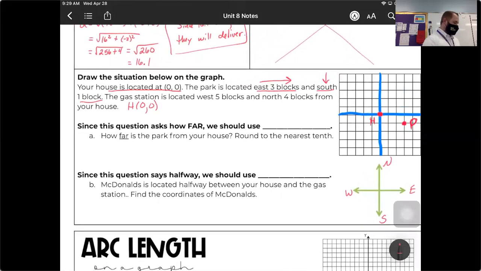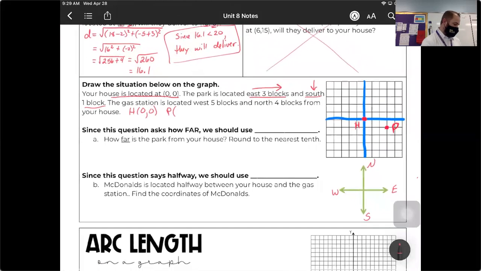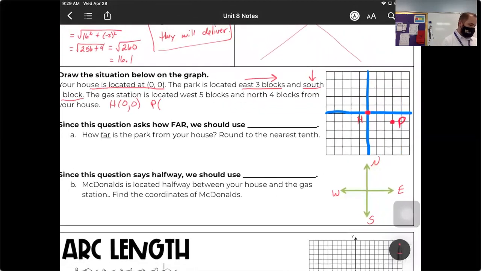Then it gives me another location for something. So the park, by the way, before we go any further, let's write that ordered pair. What would the ordered pair be for the park then? 3, it's down 1, right? -1. Okay.